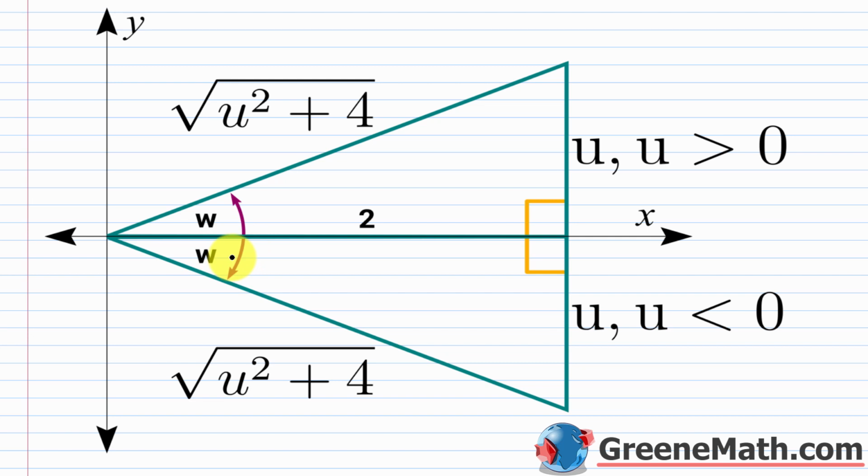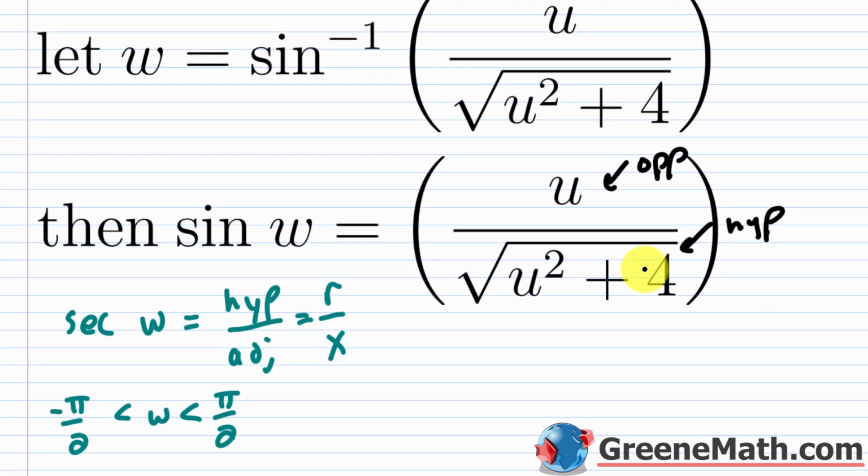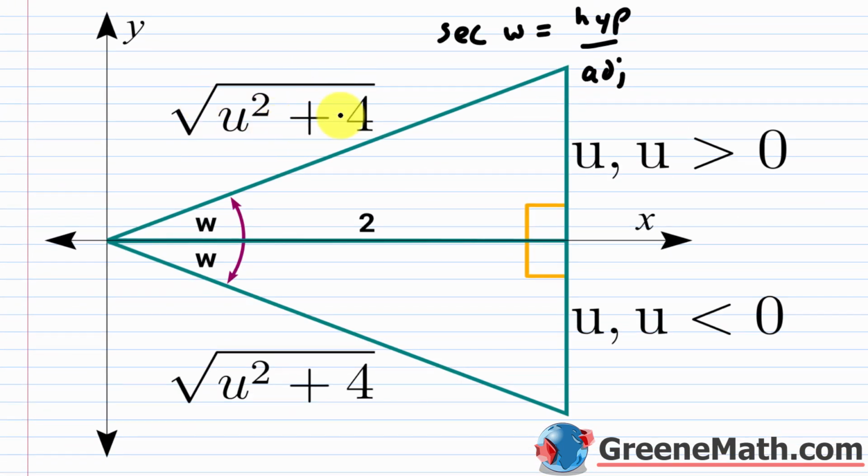So now that we've set that up, let's go ahead and say that the secant of w is equal to, again, the hypotenuse over the adjacent. The hypotenuse is the square root of u squared plus 4. Again, we're getting that from this: sine of w equals u over the square root of u squared plus 4. It's opposite over hypotenuse. So that's labeled here as the square root of u squared plus 4. So this is your hypotenuse here. It's also labeled here as the square root of u squared plus 4.